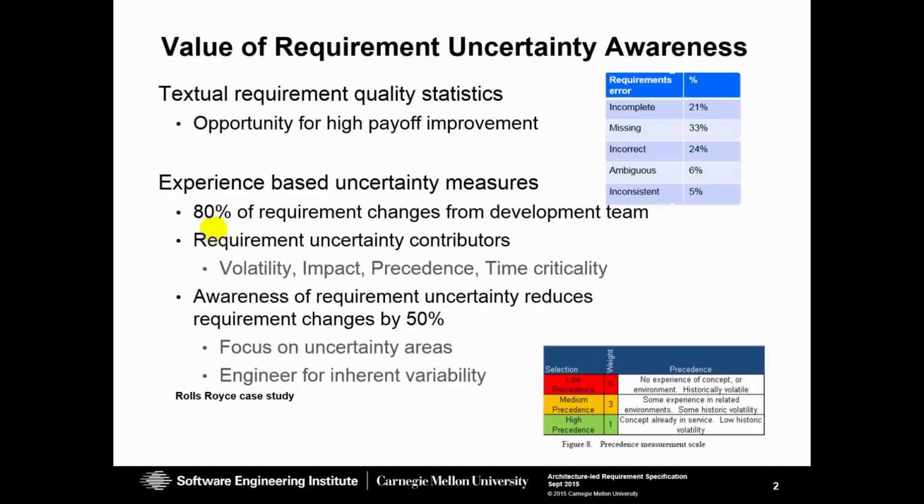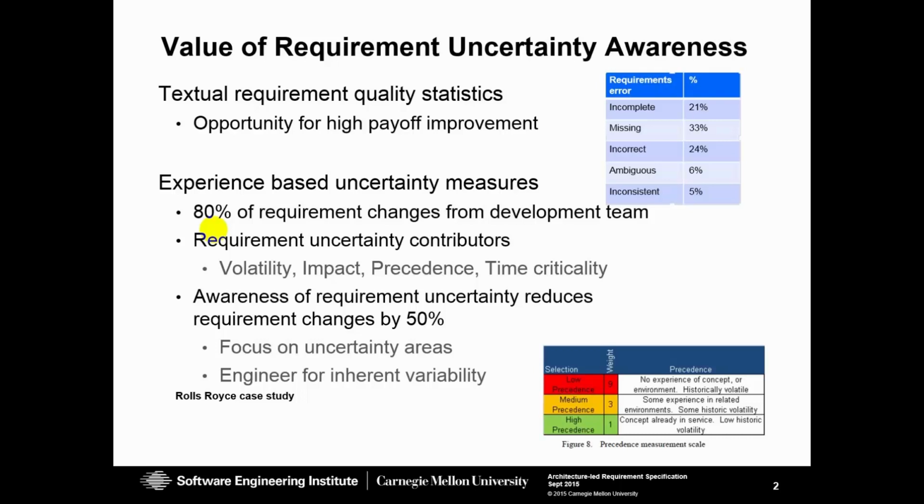One of the things we have is some data about the quality of requirements. As we have textual requirement specifications, statistics from NIST and others show that requirement quality is in the form of 21% incomplete requirements, 33% missing requirements, and 24% incorrect requirements. There's a great opportunity for high payoff improvements by simply improving the quality of requirements in terms of coverage.